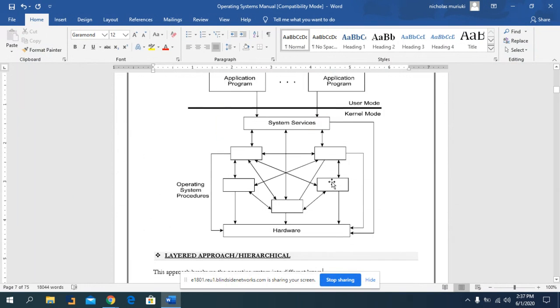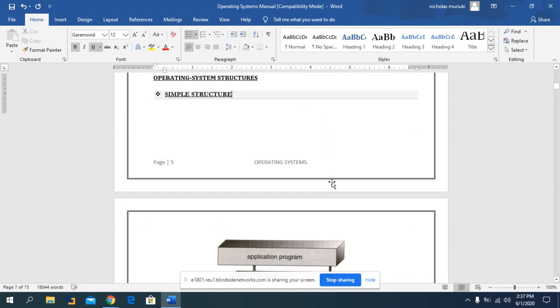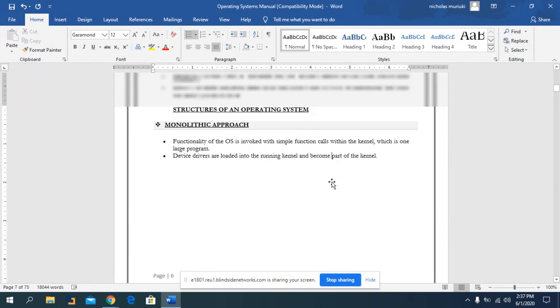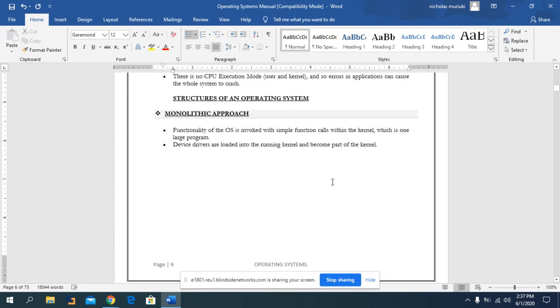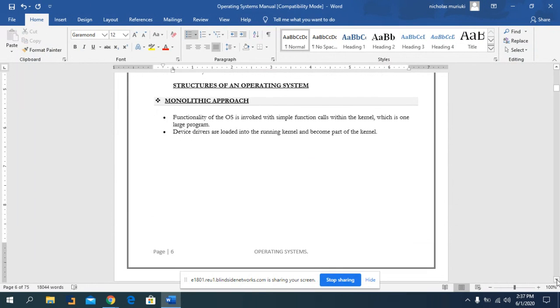So these operating systems have been defined in various structures. And these are the structures that we have. One of them is the monolithic structure, which was an old approach to this kind of execution. And that's why we say it invokes simple function calls within the kernel, which is one large program. Device drivers are loaded into the running kernel.